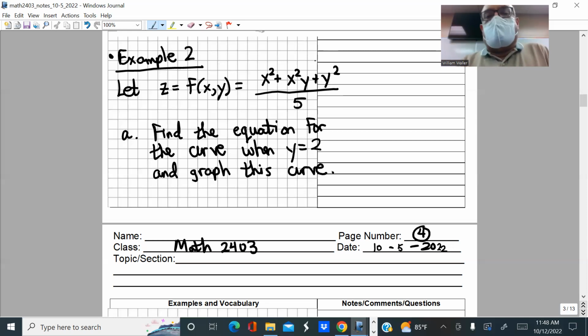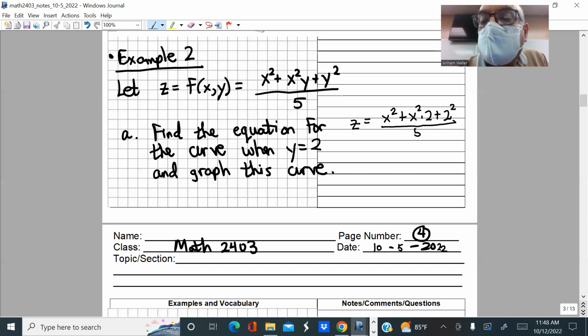Well, that's so easy, right? All you have to do is substitute 2 for y in the formula. So you get z is equal to x squared plus x squared times 2, plus 2 squared, over 5. If we simplify that a little bit, this is x squared plus 2x squared, so normally you would write that as 3x squared plus 4, over 5. It's fine to leave it written like that.